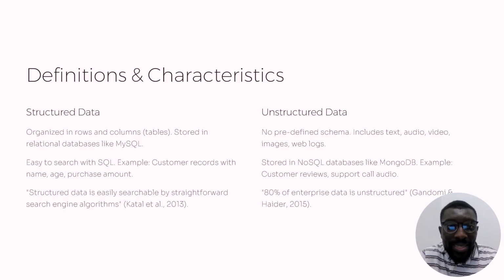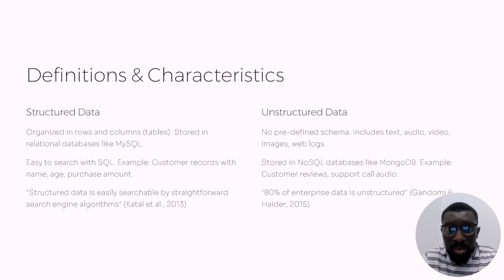Structured data is basically an organized type of data in rows and columns, to be exact, in a table, and it's stored in a relational database such as MySQL, and we can also search that with SQL. SQL is basically a structured query language. An example would be a customer report, such as name, age, purchase amount, and it's easily straightforward to search. You can search that easily in a database.